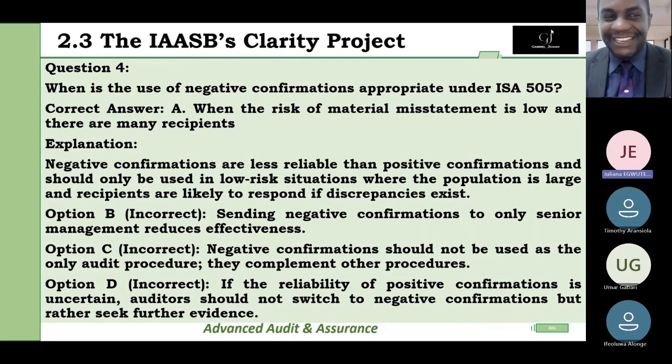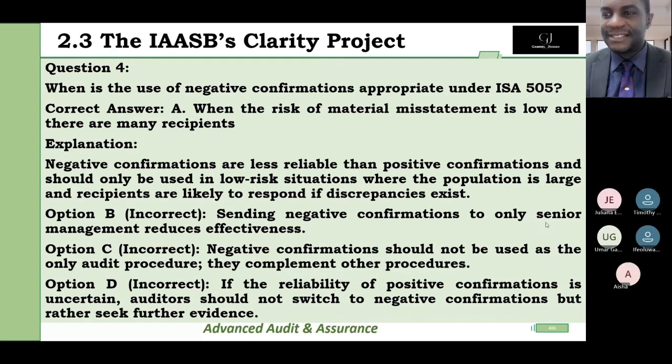So let's look at the reason now. Number one, when is the use of negative confirmation appropriate? The answer is when the risk of material misstatement is low and there are many recipients. It was even in the study text as we read out. The explanation is that negative confirmations are less reliable than positive confirmations and should only be used in low risk situations where the population is large and recipients are likely to respond to discrepancies if they exist.